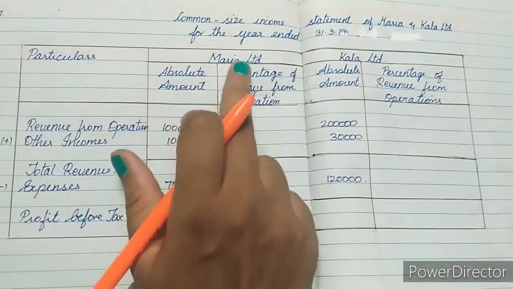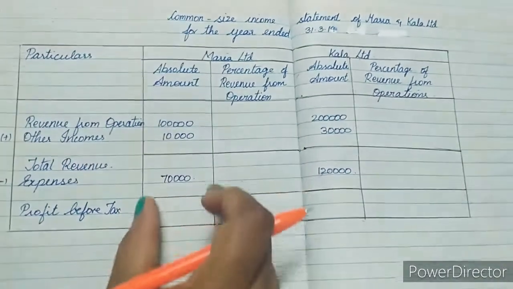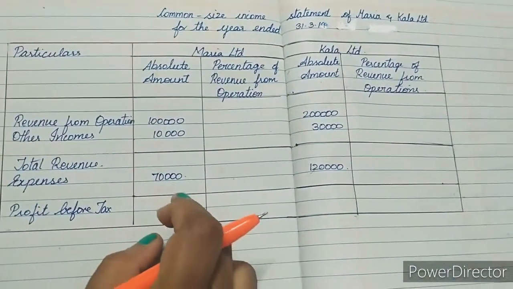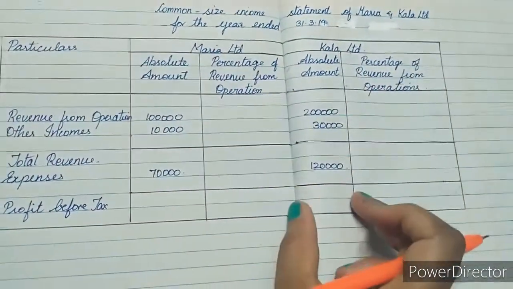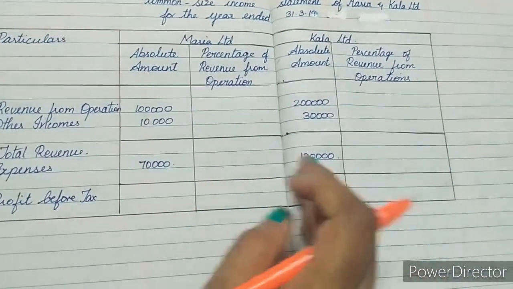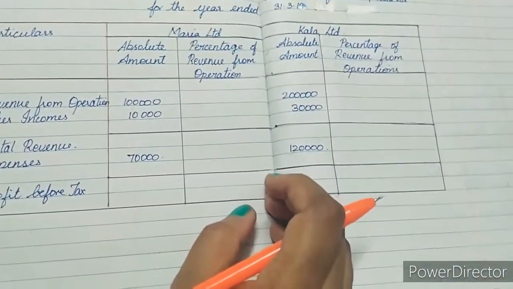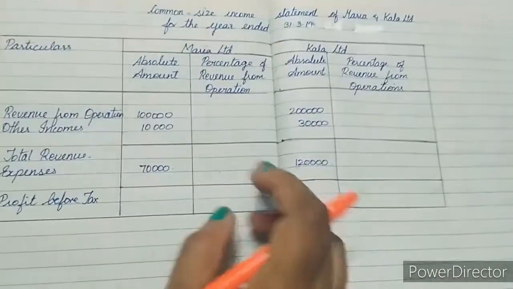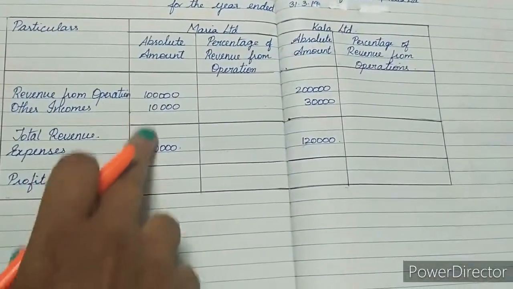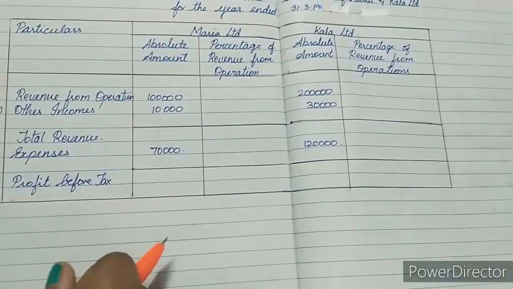For Maria Limited you have to write the absolute amount over here. For Kala Limited you are going to write the amount over here. It won't be beside each other like a comparative income statement because we are not going to compare. So first we will finish the calculation for profit before tax and then we will go into the percentage.